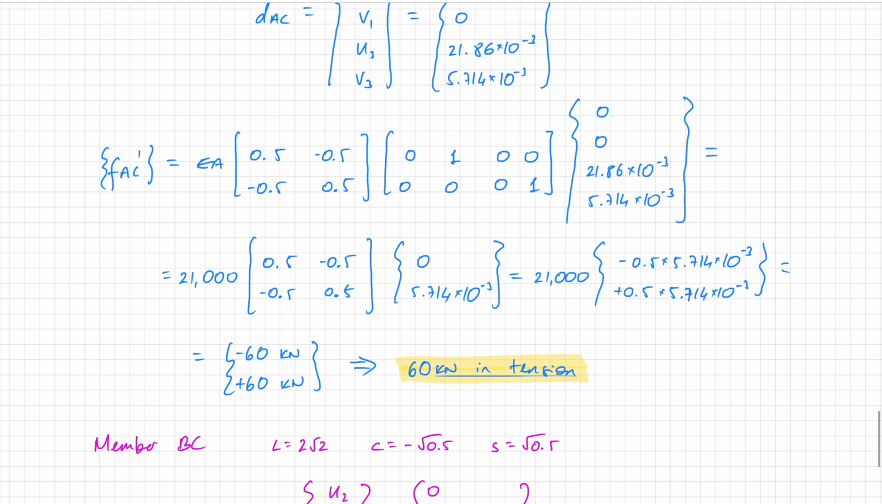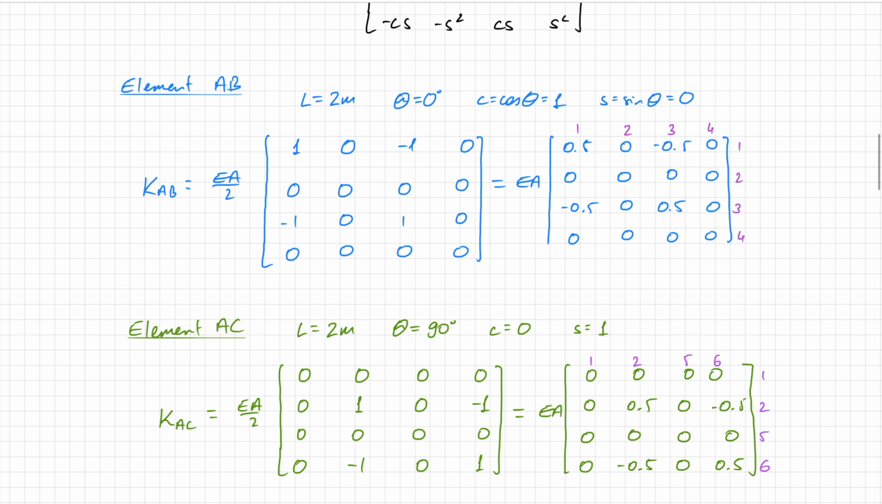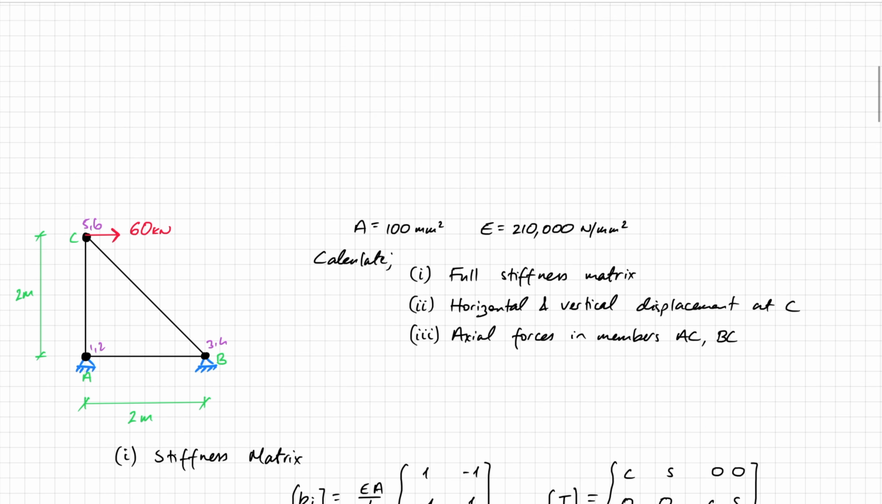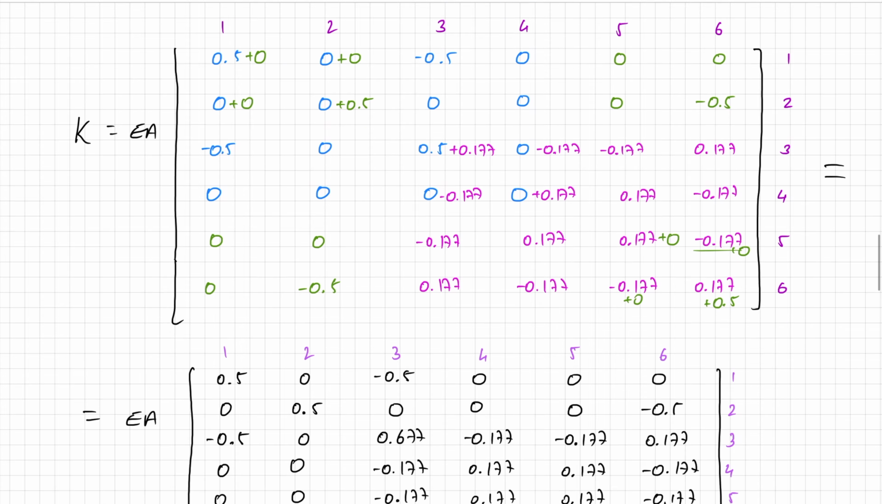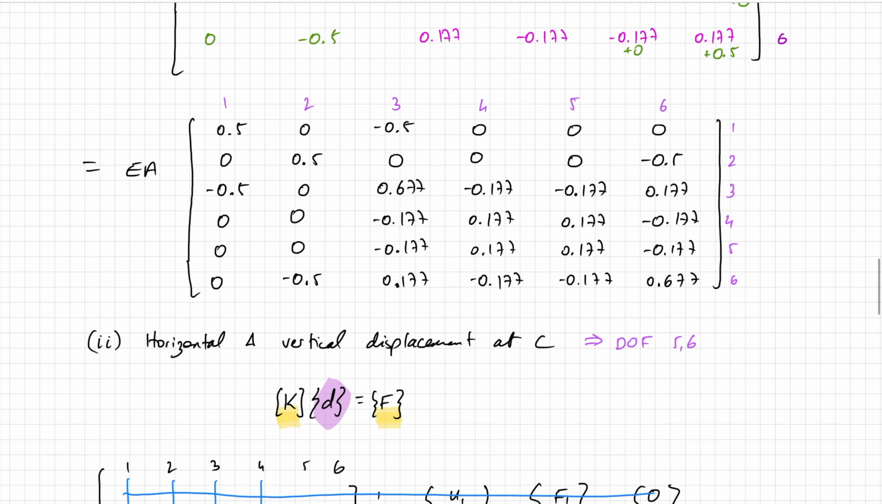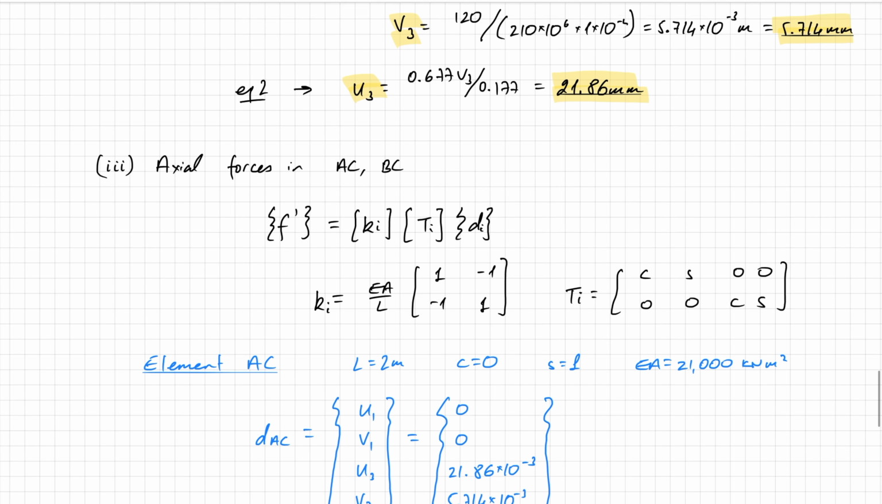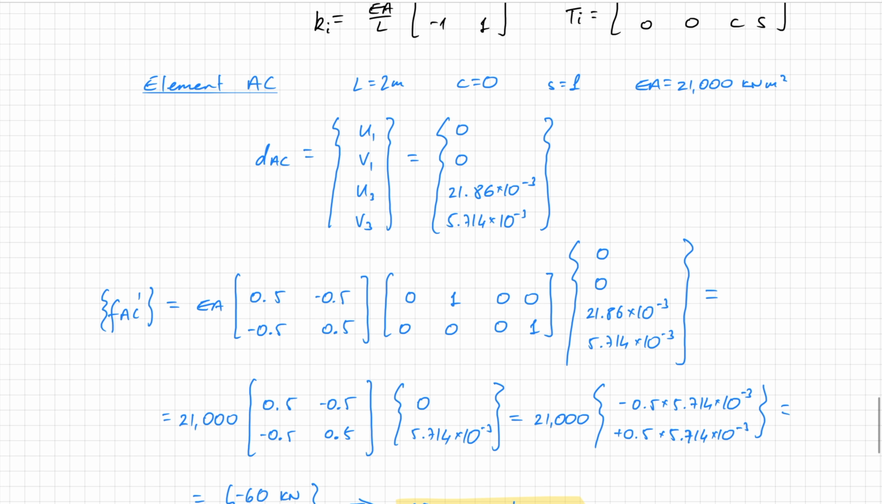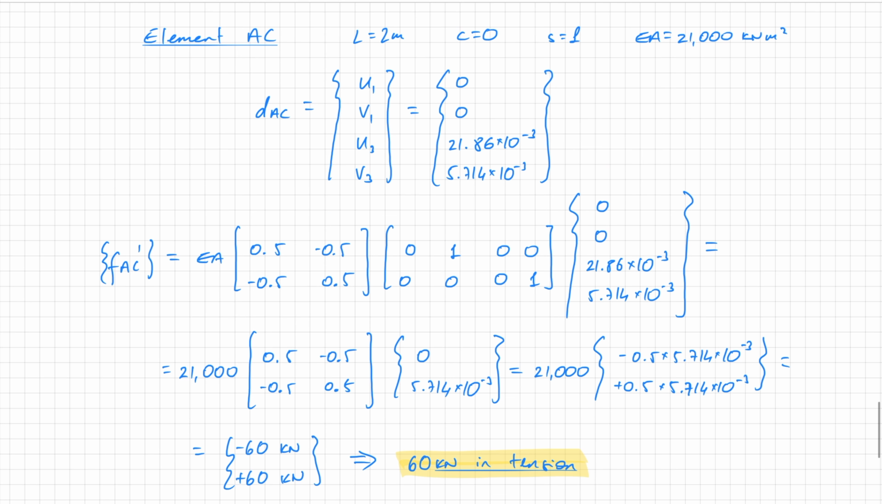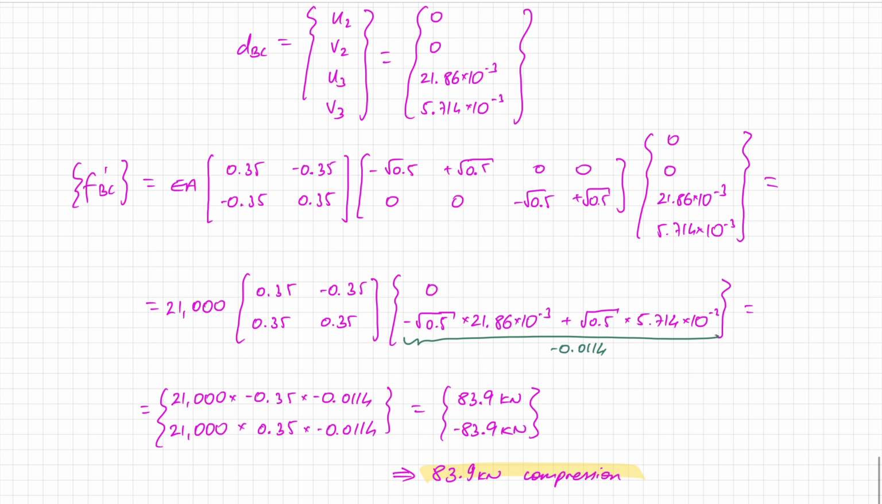So we've done, as you can see, quite a lot of work. We started off by finding the stiffness matrix for each element in global coordinates. We then added them together to get the full stiffness matrix for the whole system. We then solved that together with the external forces that we knew to find the displacements, the free displacements. And then we used those displacements along with the transformation and the local stiffness matrix to get the forces in the local coordinates. And that brings us to the end of the question.